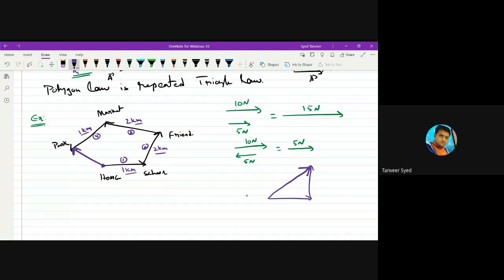Triangle law and polygon law are more of a qualitative type. They give you the idea of the magnitude and direction. If you want the numerical value, what is the magnitude and what is the exact direction, you should go for the third law, which is the parallelogram law. After understanding parallelogram law only, we'll understand numericals, sir. We use parallelogram law in 95% of the cases to find the resultant of two vectors.